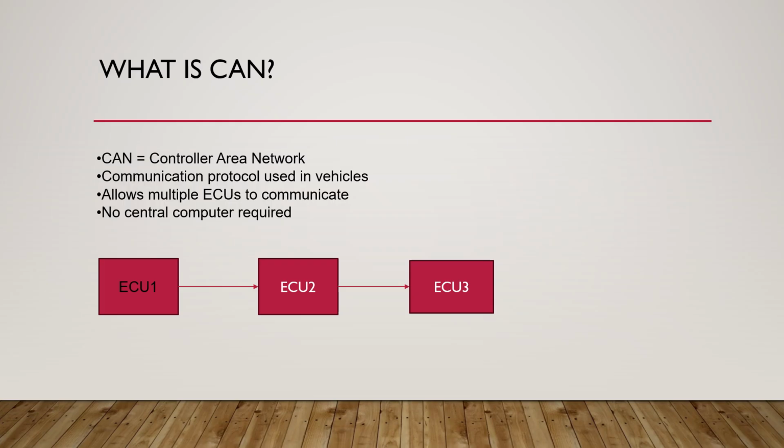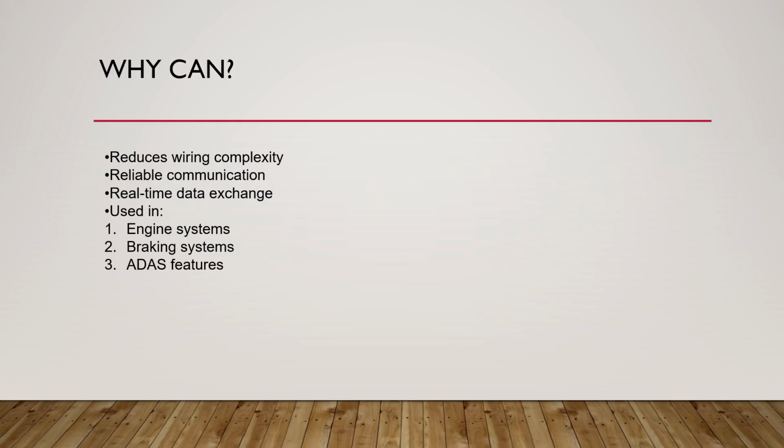So why do we use CAN communication? It allows multiple ECUs to communicate. There is no central computer required. See here in the picture, every ECU is connected to each other. So CAN is a system that helps these computers communicate with each other. Think of it like a WhatsApp group chat. Everyone is connected in the same group. That's how it works.